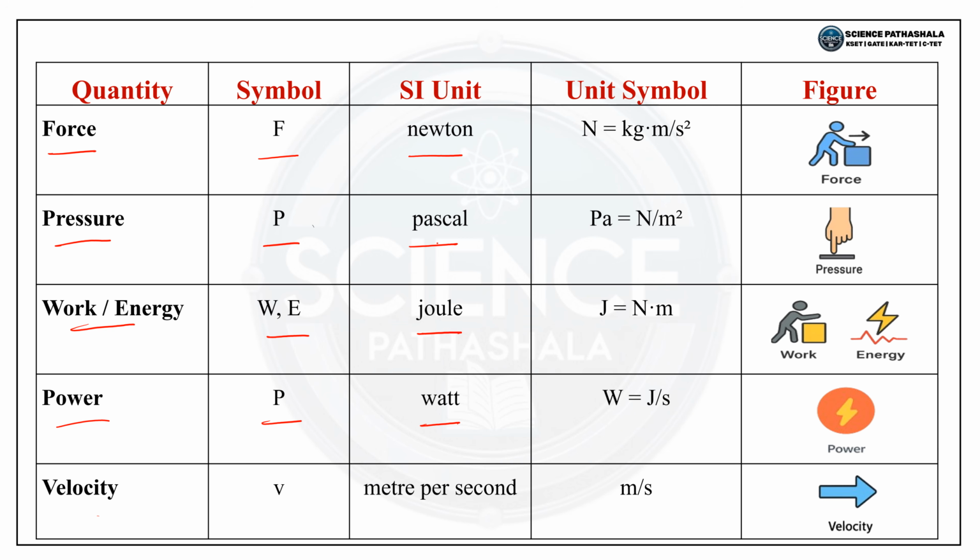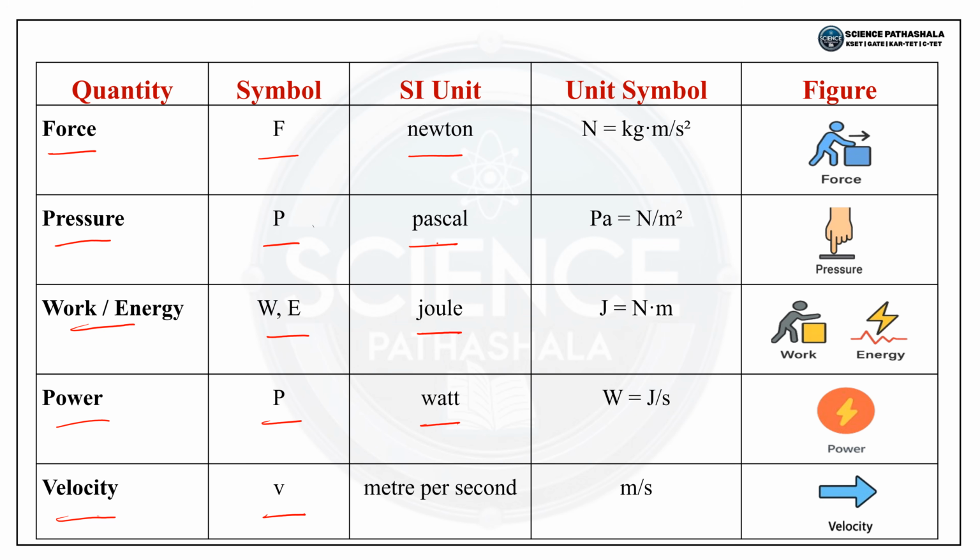Velocity is the rate of change of displacement of a body in a particular direction. The symbol for velocity is small v. The SI unit is meter per second.